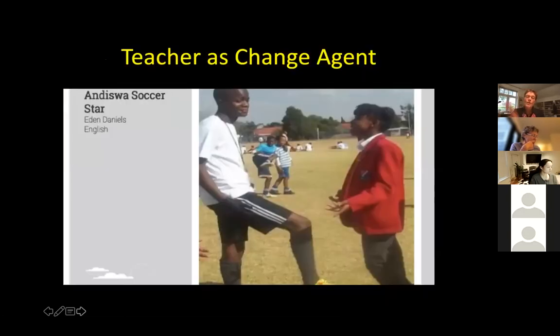So if you look, for example, at one of the stories called Andiswe Soccer Star, this is a story about a young girl who wants to play soccer, but is not permitted to because it's considered a boys' game, until one boy gets sick and she plays for the team and scores a goal.